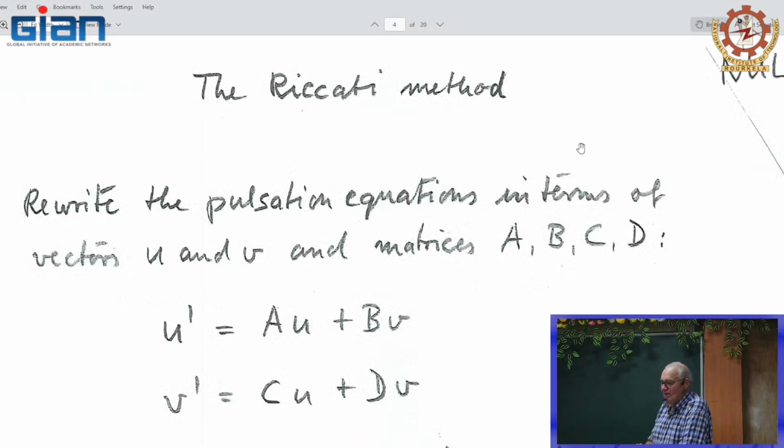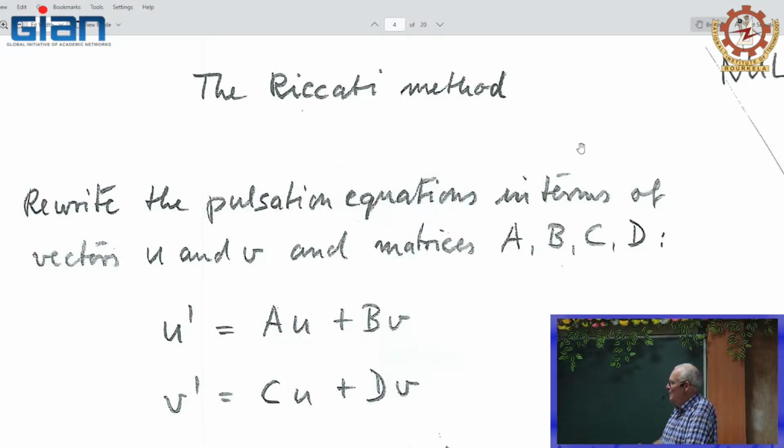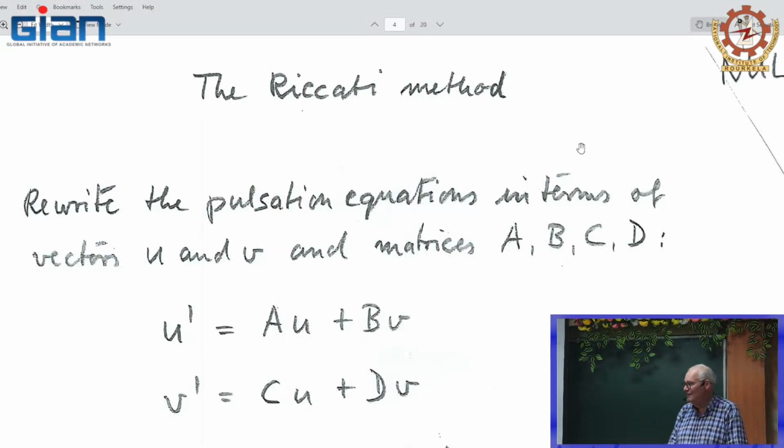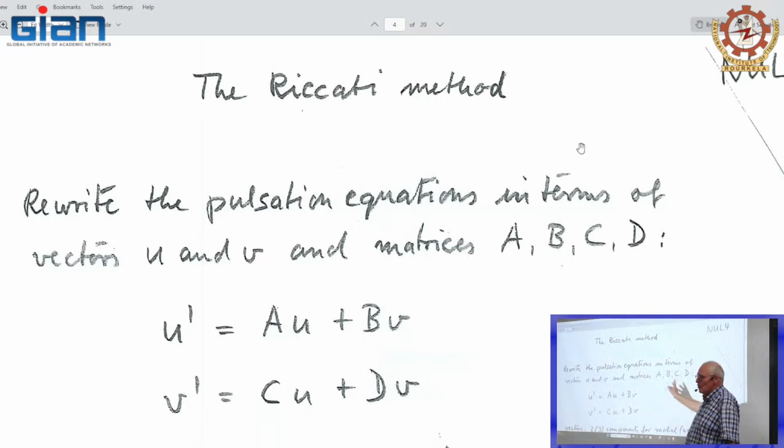I regret that this is not very much known among physicists who solve these problems, and also not among mathematicians. So I would like to present you here the use and the results of the so-called Riccati method, with U and V and 4 matrices A, B, C, and D.